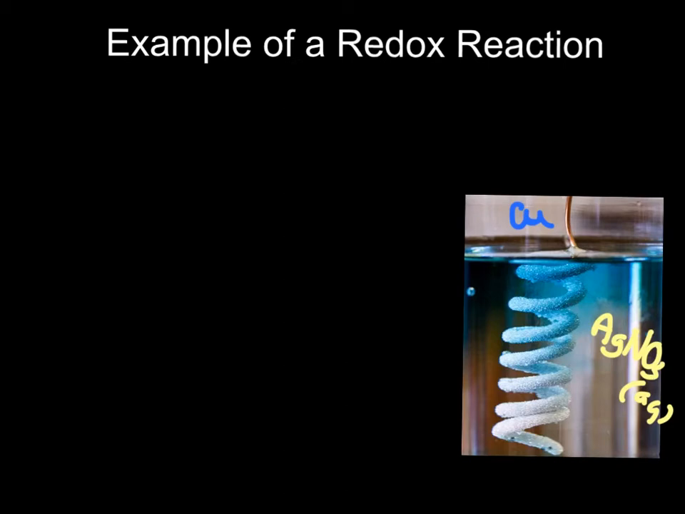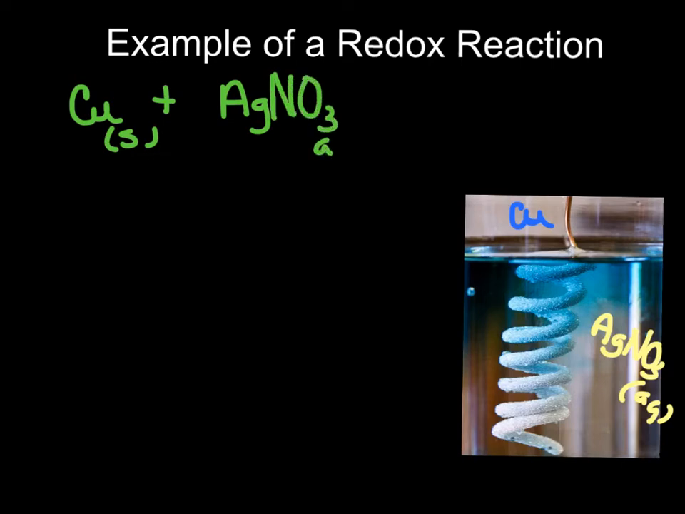You see that white silvery metal being formed in that coil? That's silver metal. It's literally getting kicked out of solution. So let's take a look at how we would write that as an equation. We'll start with copper metal, and that's a solid, and we react it with silver nitrate, which was aqueous. We can physically see that silver getting kicked out of solution. So what happens is copper comes in and knocks silver out of its bond with nitrate. So silver has nothing else that it can do but precipitate out.